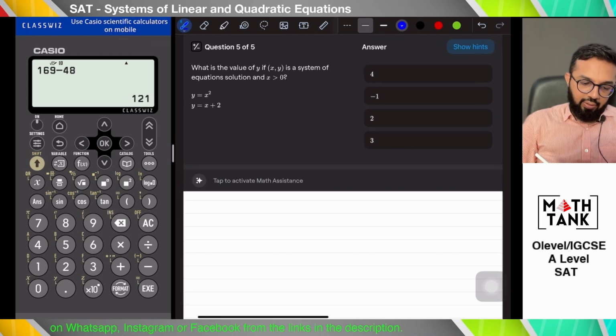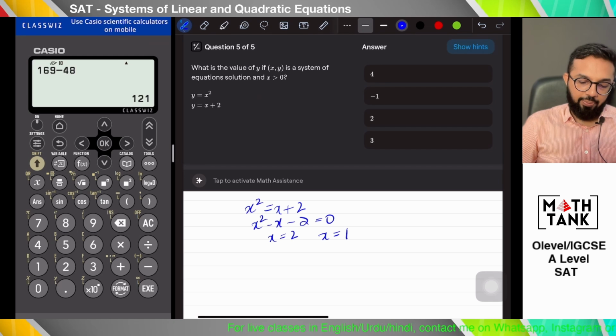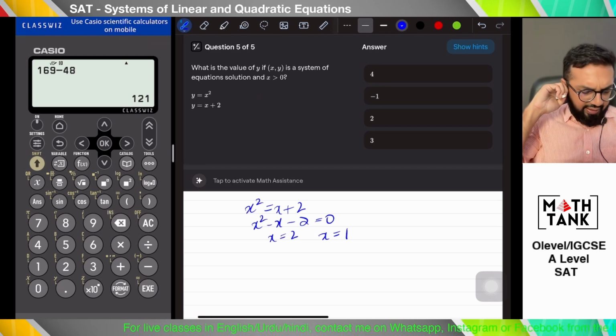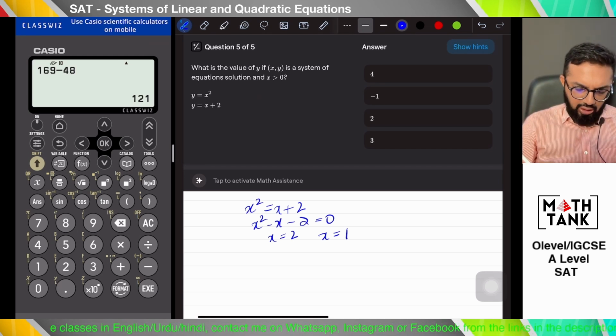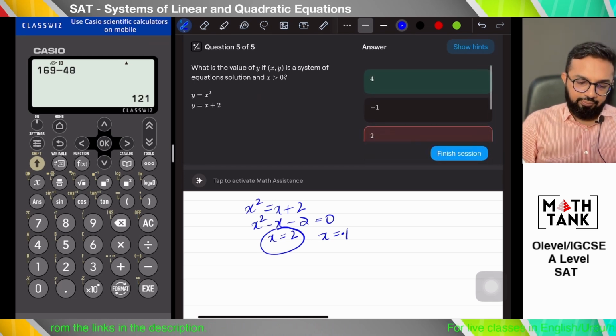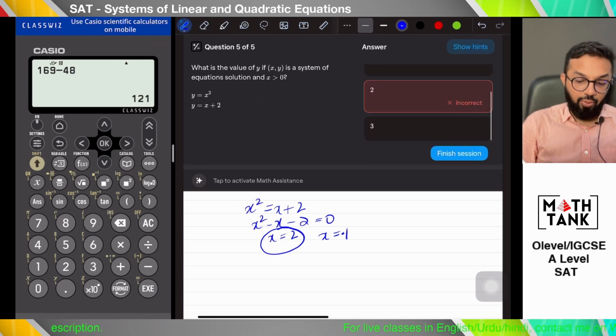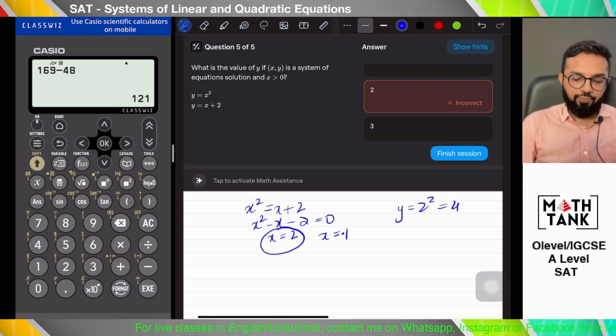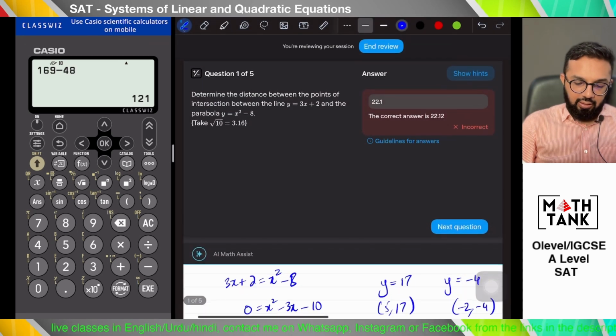Then I have x squared equals x plus 2, x squared minus x minus 2, x equals 2, x equals 1. I think one of the answers has to be positive and negative. Let's check. I think that has to be minus 1. So x equals 2 should be the correct answer. Value of y. Oh, my bad. I should have done the value of y, so that's 2 squared, which is 4. I think I'll have to do this session again.